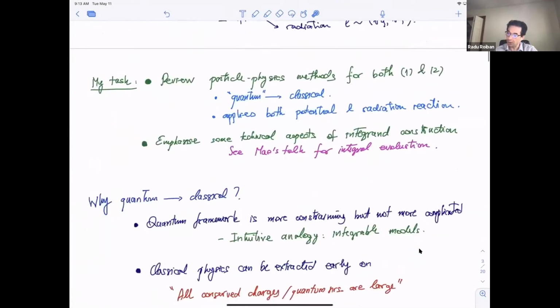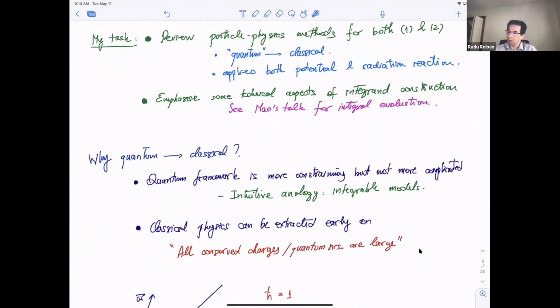So again, the goal is to review particle physics methods and describe the limit from quantum to classical. The emphasis will be on the construction of integrands that appear in this game, and the integration will be covered in Mao's talk tomorrow.